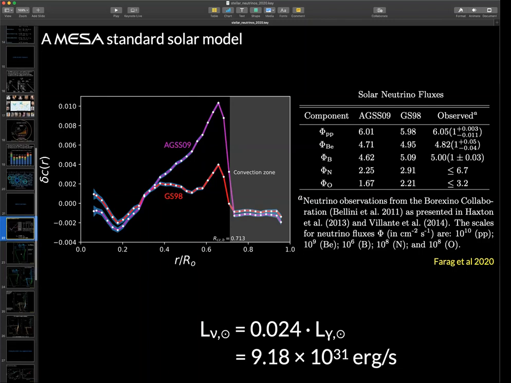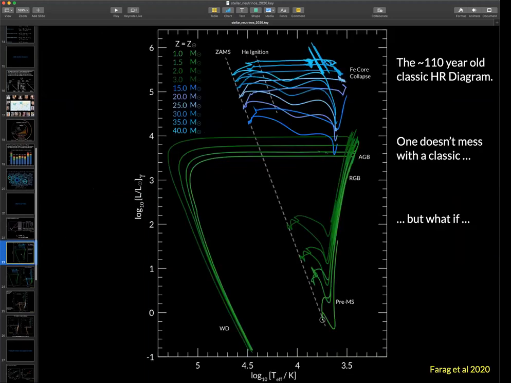Now let's do some other masses. And so we run a grid of masses in MESA, and you can make things like this. Probably most people on this call have seen this graph approximately 10,000 times in our life. So this is the classic HR diagram. On the x-axis is the effective temperature, so it's a theorist's HR diagram. It's not a color magnitude diagram. Temperature on the x-axis and the log of the photon luminosity on the y-axis. And we do it for a number of masses at solar metallicity between 1 and 40. So this is a classic, 110 years old. And so you don't mess with a classic.